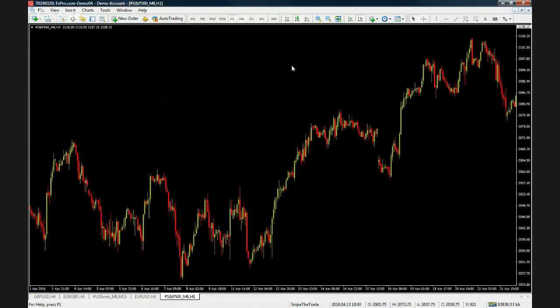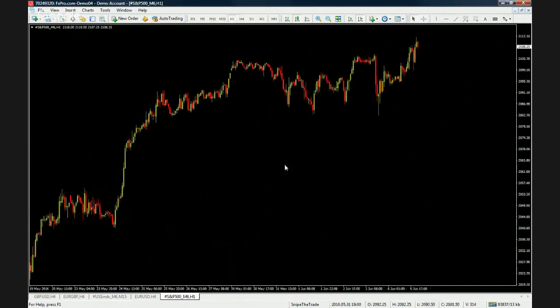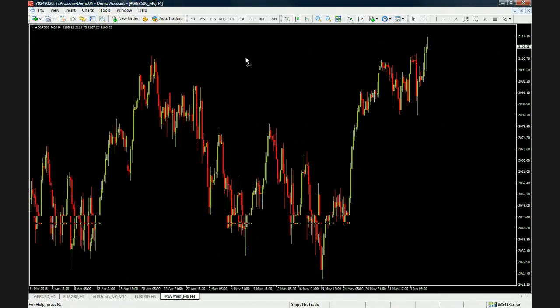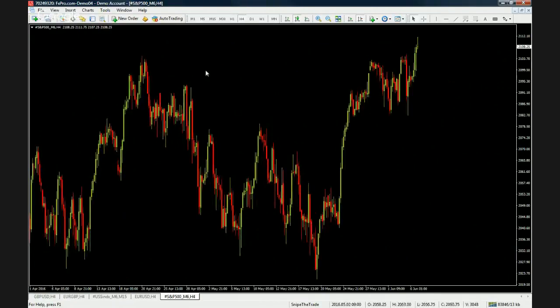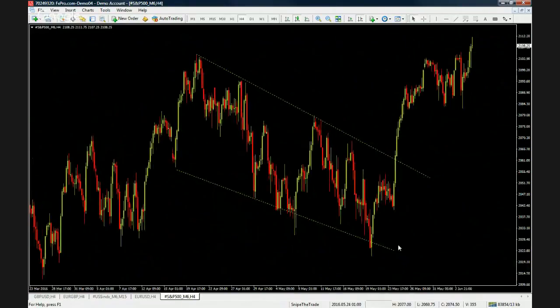So as expected from the remarks, we had some bullish continuation on this very bullish market that we are in right now. Well, it's not a very bullish market. We actually broke through this very choppy wedge, kind of a wedge actually. But this price action was very untradeable.